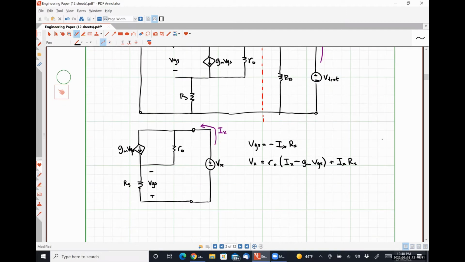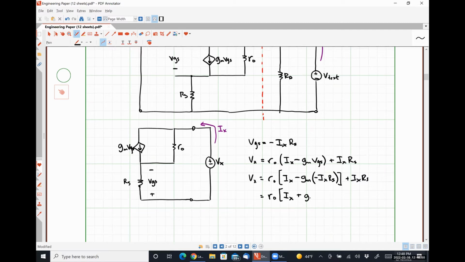So if I substitute in my relationship for vgs, what I get then is Vx is equal to r naught times Ix minus gm times negative Ix Rs, close brackets there, plus Ix times Rs, which looks like r naught times Ix plus gm Rs Ix plus Ix Rs.